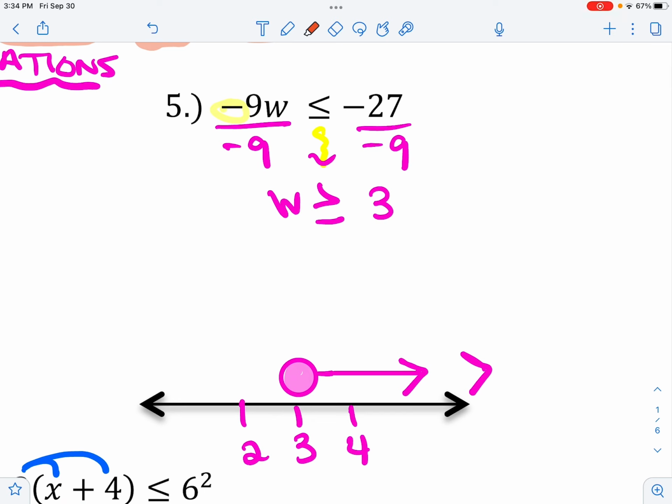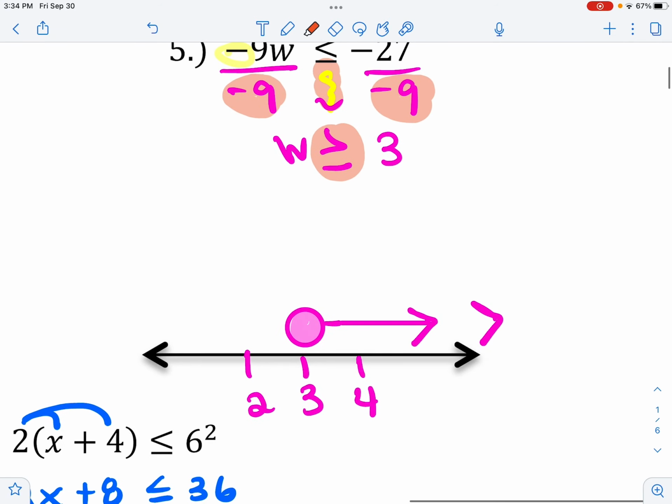On number 5, if you want to use a highlighter to remind yourself, I'm going to go ahead and isolate x by dividing off a negative coefficient, right? A negative coefficient, which means I have to flip the sign. So I go ahead and divide by negative 9 on both sides, and I flip the sign: w is greater than or equal to 3. When I graph down here, I put 3 in the middle, a number bigger, a number smaller. And this time I fill in the circle because it can be 3 or bigger than that. 3, 4, 5, and so forth.